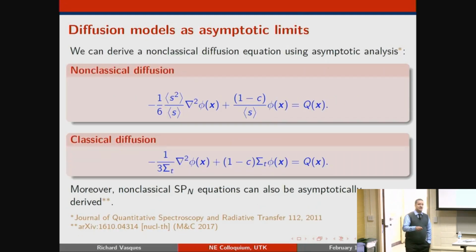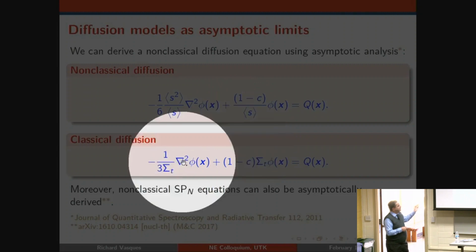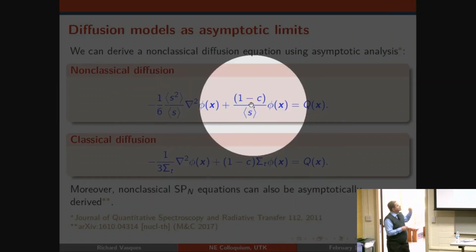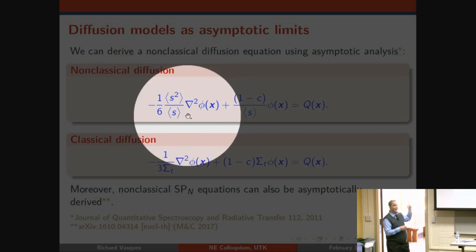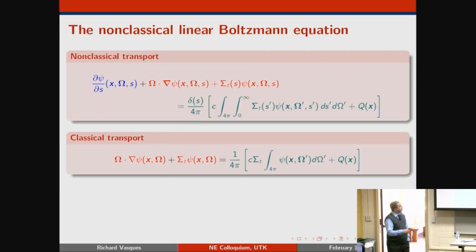You can also use asymptotic analysis to derive non-classical diffusion equations. This is the classical diffusion model for the previous problem I gave you. This would be the non-classical. Now, this bracketed s and bracketed s squared, those are the mean free path and the mean square free path of this non-exponential PDF. If it is an exponential, the top one reduces to the classical one. So it all works. It's all a generalization. I can keep going, and I can show you other ways to do this.